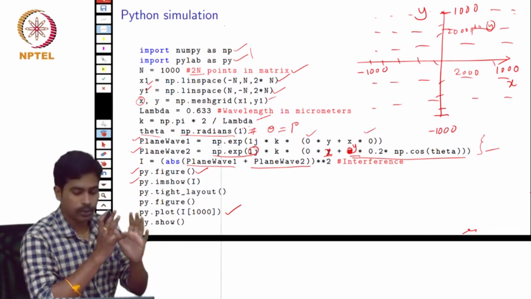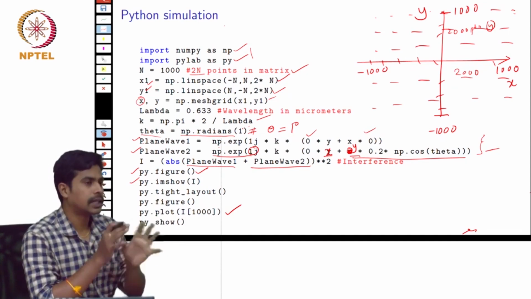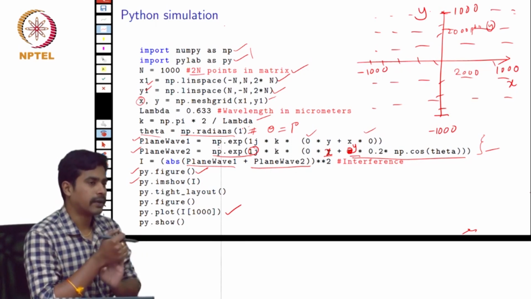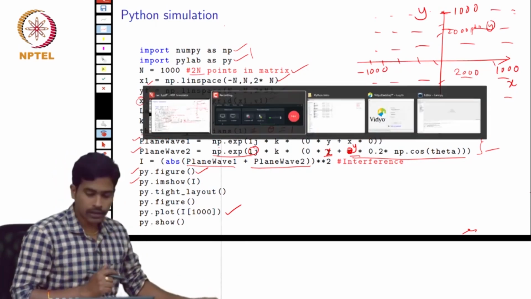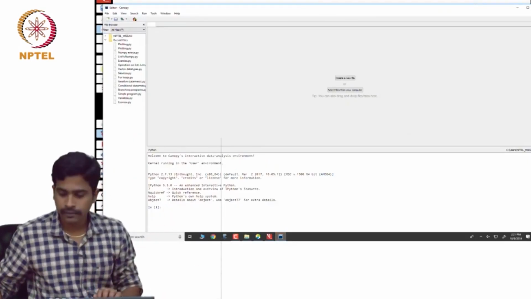So, you sum the two using the same method and you take the square of the absolute value, and you can see the interference of any two kinds of waves. Okay. So, now if you have the code, you can open it.